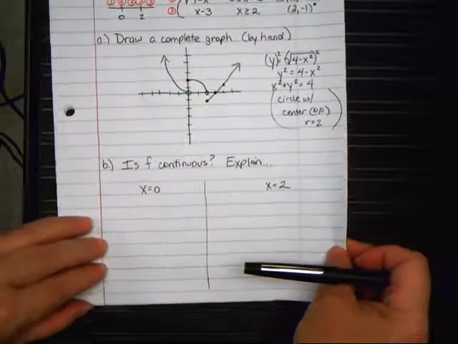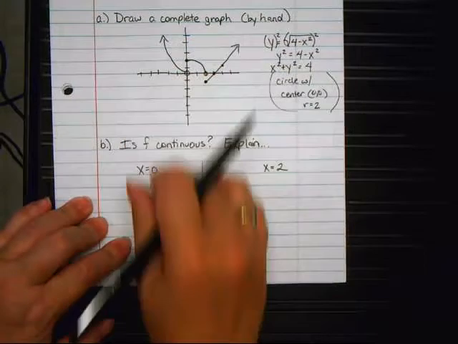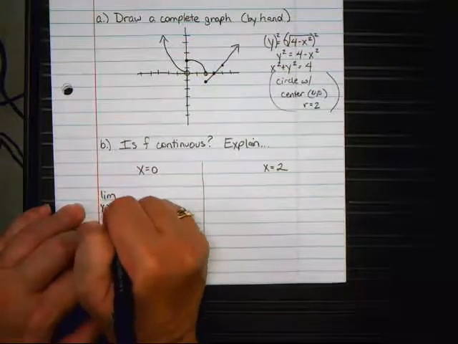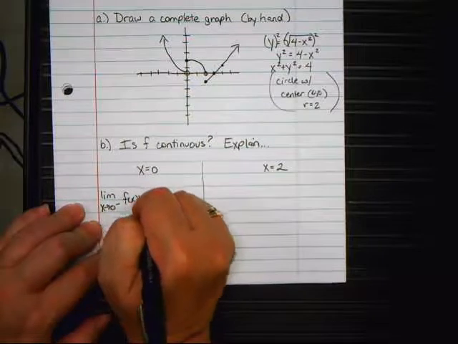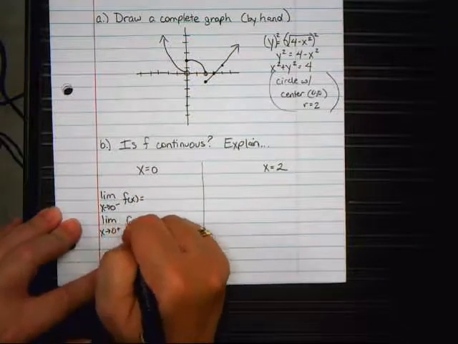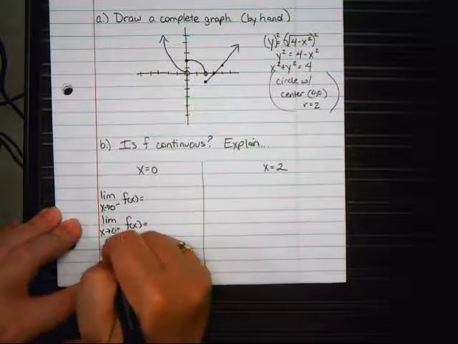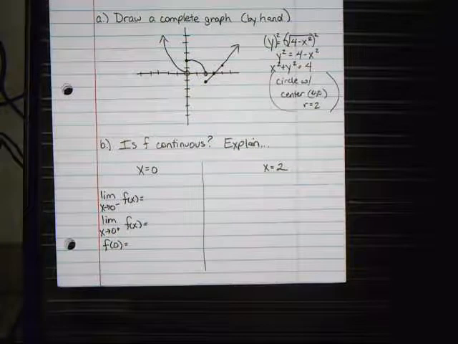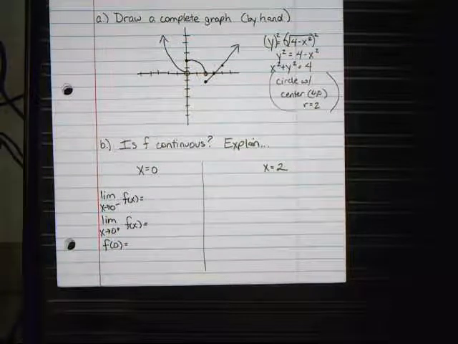Since we're working just with the picture, I'm going to scoot up the work and do it this way. We're going to write the limit as x approaches 0 from the left of the function, the limit as x approaches 0 from the right of the function, and then f of 0. Those 3 things have to be equal in order to be continuous. We already know it's not. Now we're going to prove why. Okay?